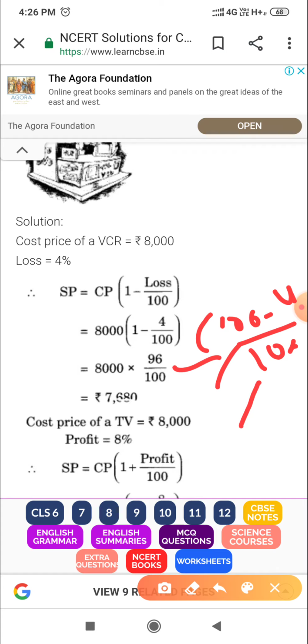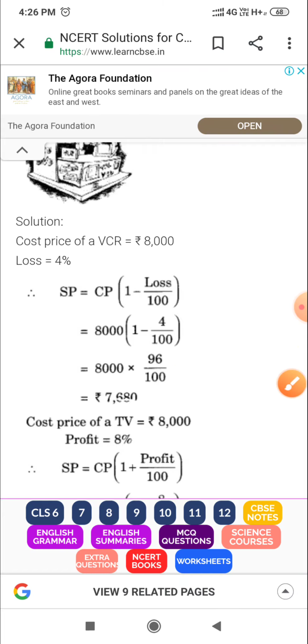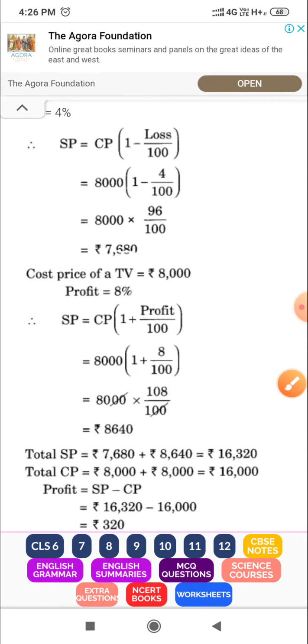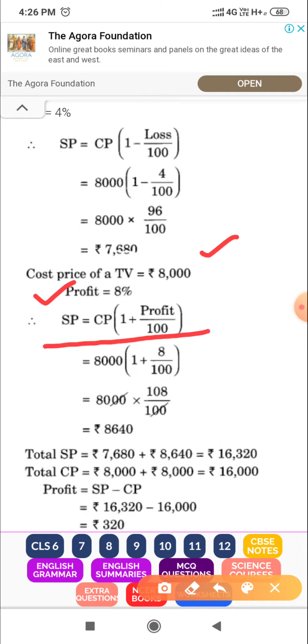Now move to our second portion. In this portion we will solve for the TV, and as it is given in the question, the cost price of the TV is rupees 8,000, and when we sold this TV we made a profit of 8%. Now we are going to apply the formula of SP when profit percent is given. So this formula is SP is equal to CP multiplied by 1 plus profit percent upon 100.